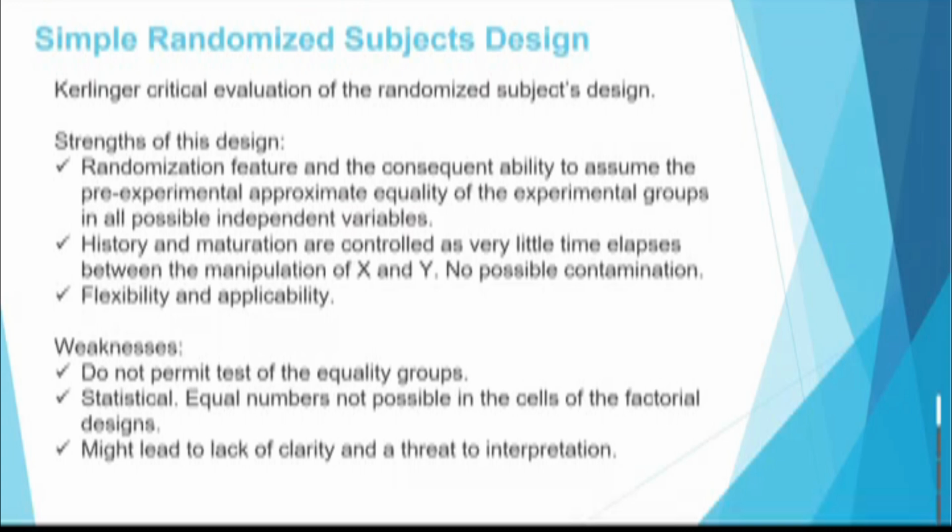And finally, it may be leading to an ambiguity. There won't be any clarity to your outcome. So the interpretation will be faulty only. So that is the drawback of this method, this design. So that is why you actually go to something called factorial design.